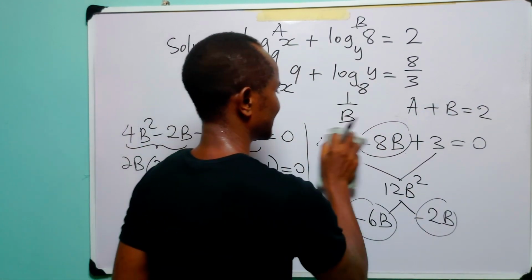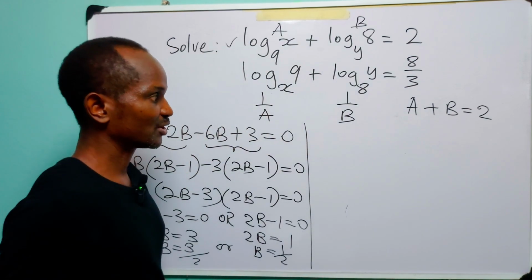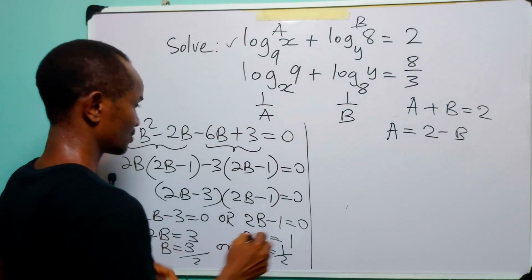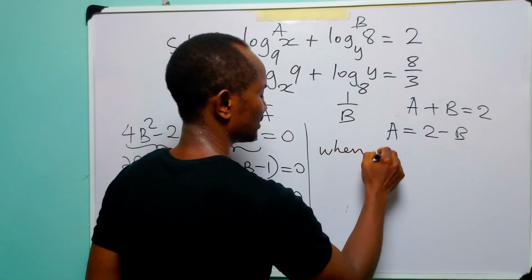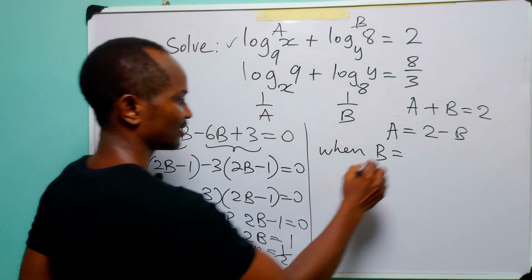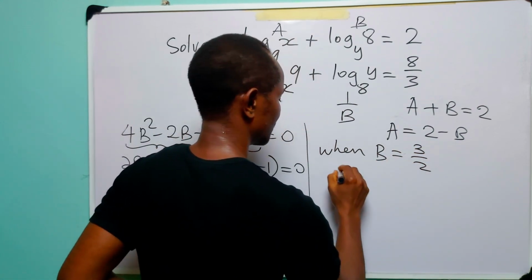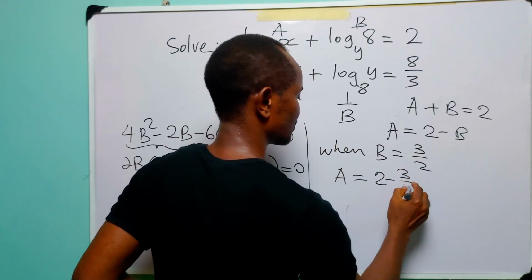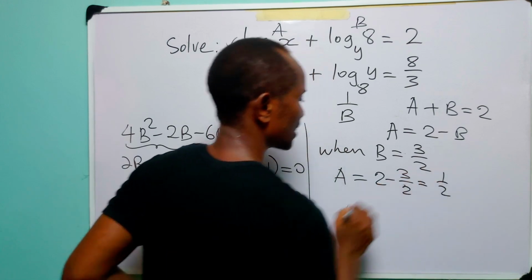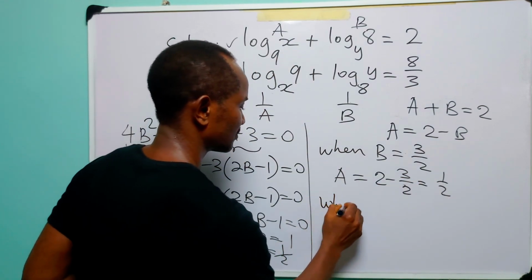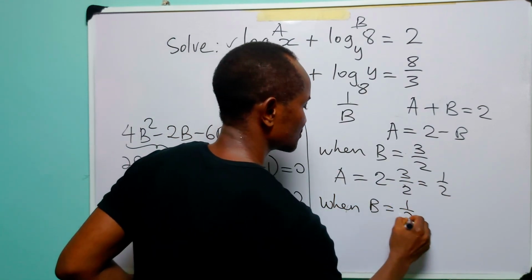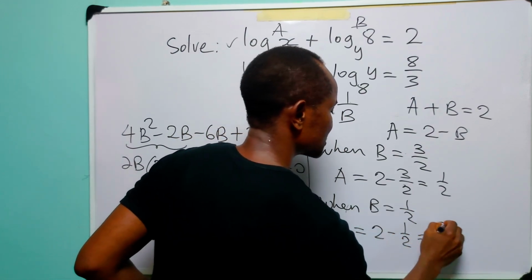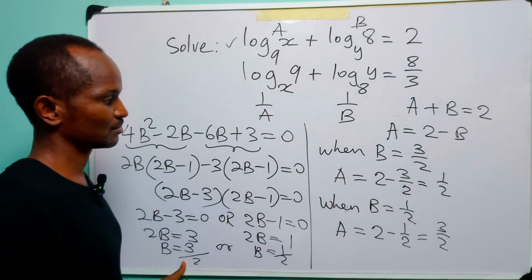From this equation, we can get values for a, because of course, we know that a is equal to 2 minus b. So when b is equal to 3 over 2, a is equal to 2 minus 3 over 2, which is equal to half. And when b is equal to half, a is equal to 2 minus half, which is equal to 3 over 2.